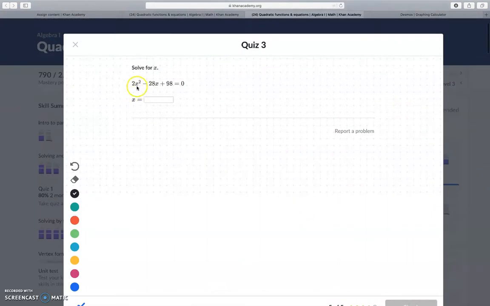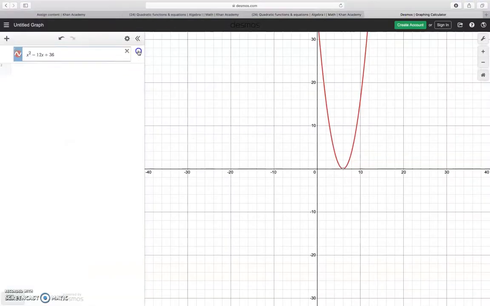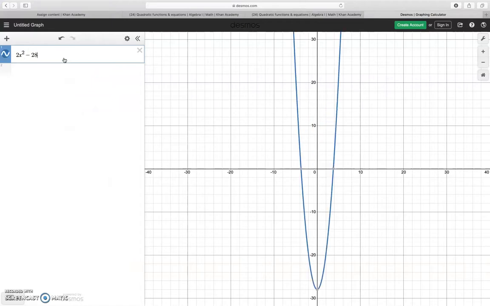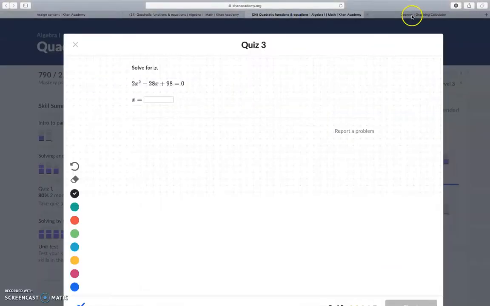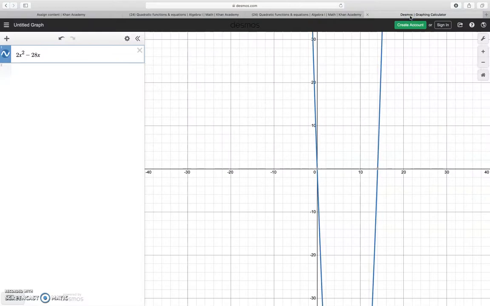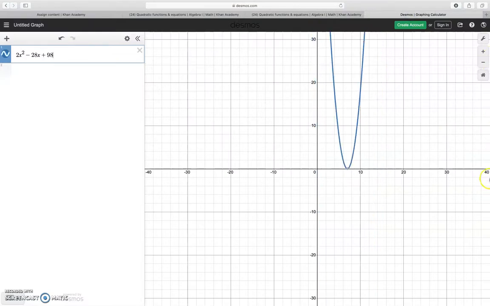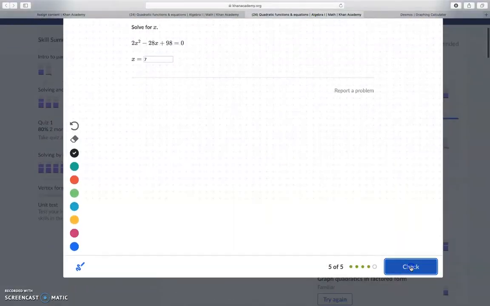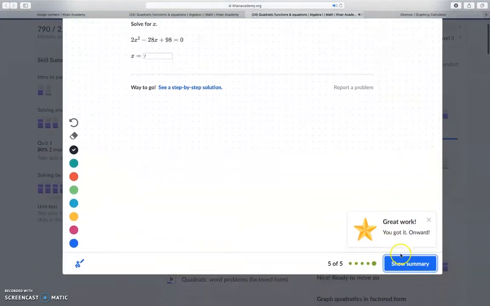Sweet, one more. Another one of those, you're just going to do the same thing. Type it into Desmos and find out where the parabola crosses the x-axis. 2x squared minus 28x plus 98. Okay, and then I click. This is the x-axis. Where does this quadratic intercept at the x-axis? I click there, and it tells me it's 7. Okay, 7. Bam. Then you get 100%, and then your grade goes up.